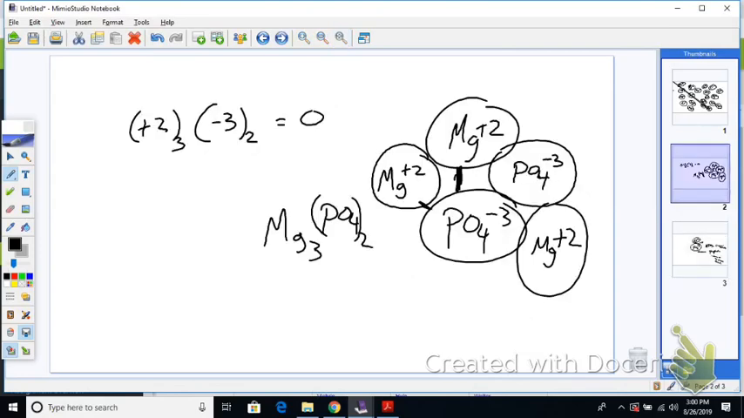So what would be the name of this one? Magnesium phosphate. Okay, so we've got that phosphate in there.